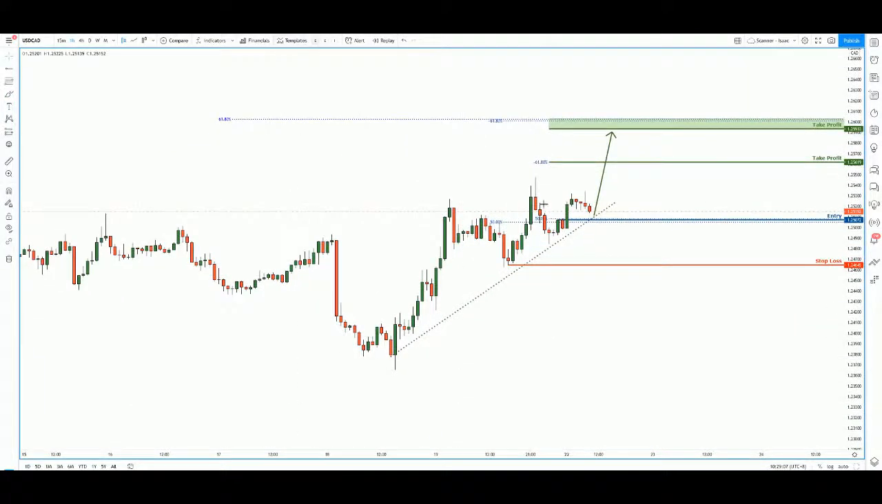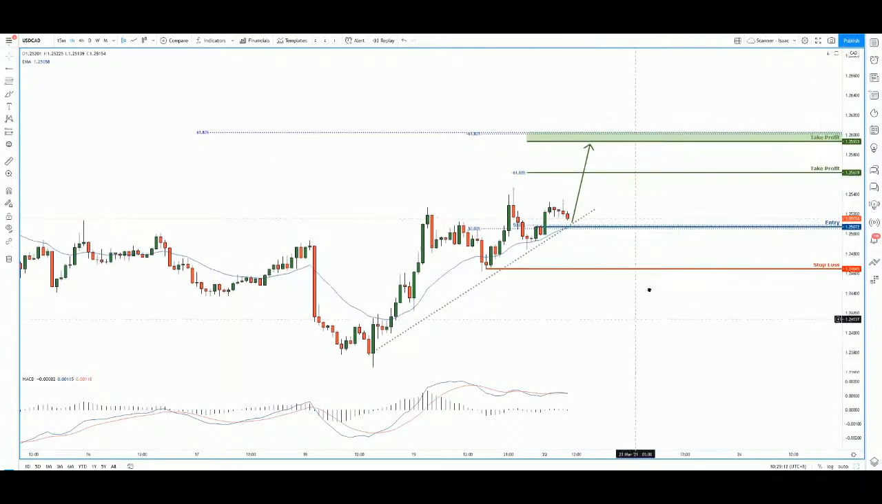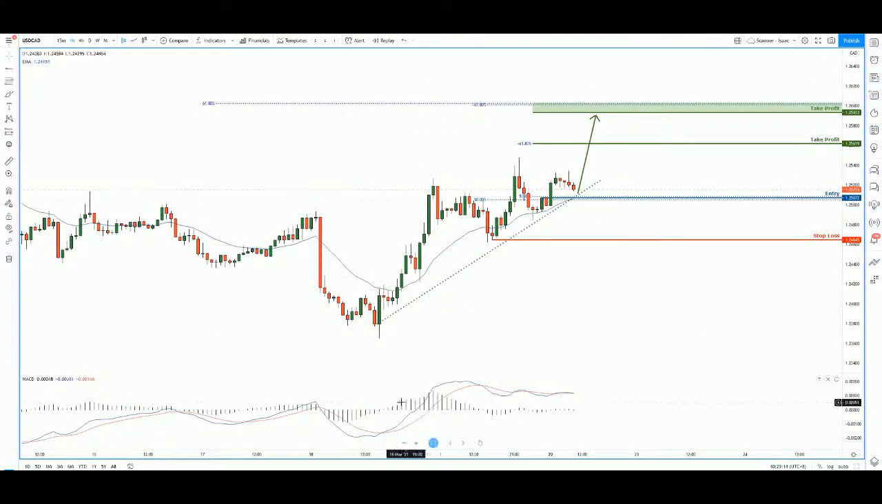Last but not least, we can also look at indicators. We see the price is holding above the short-term moving average, and MACD is above 0 as well. So that's the trade of the day that we have.